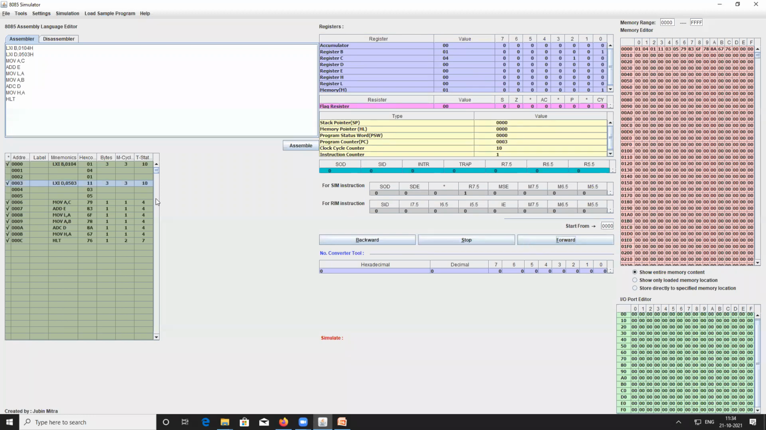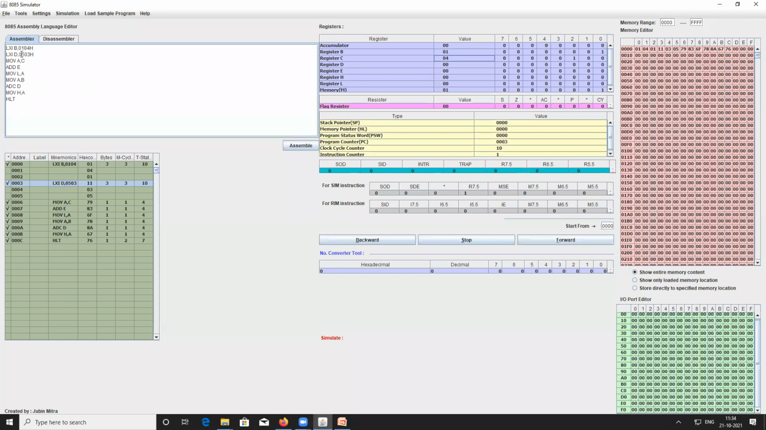After this instruction, what is happening? B contains the value 01 and C contains the value 04. Why? Because B and C form a pair created by the manufacturer. So B contains the higher byte, which is 01, and C contains the lower byte, which is 04.